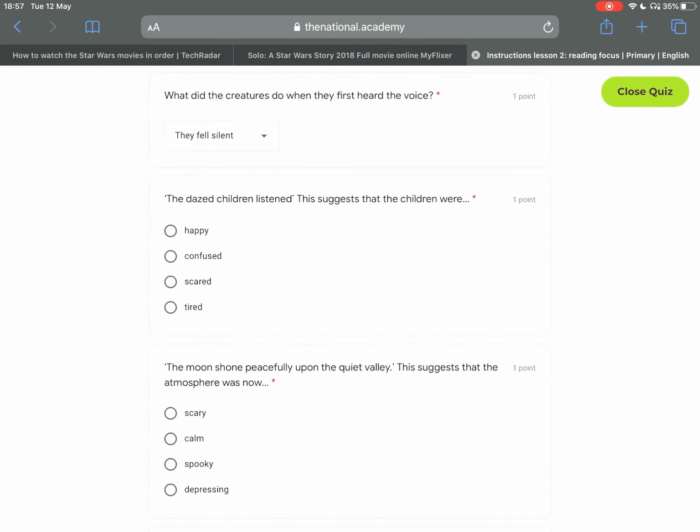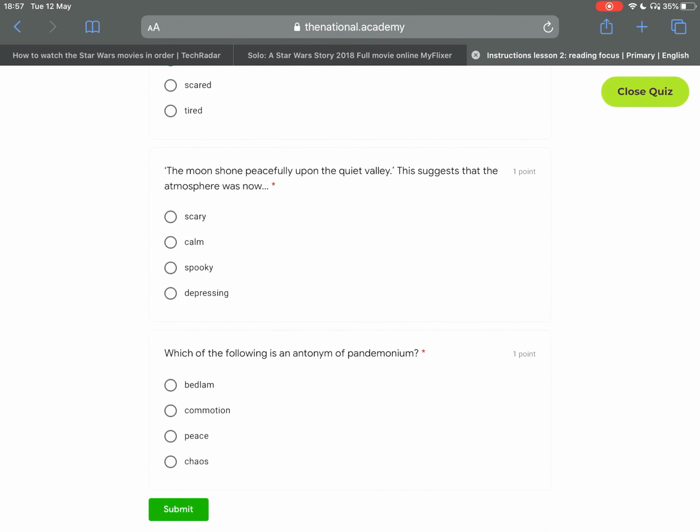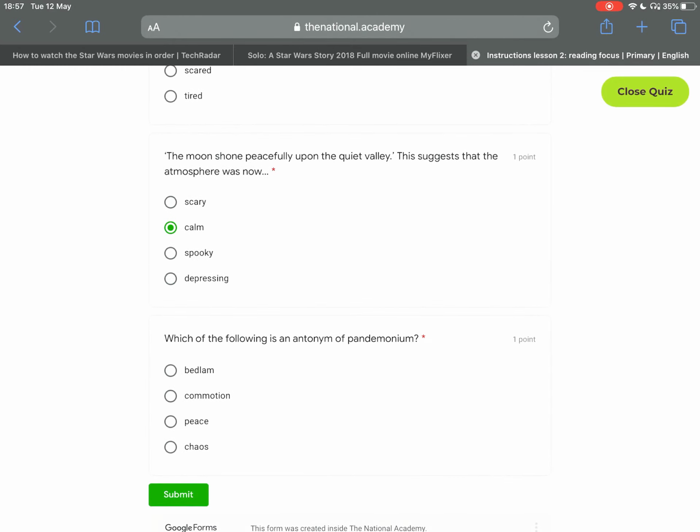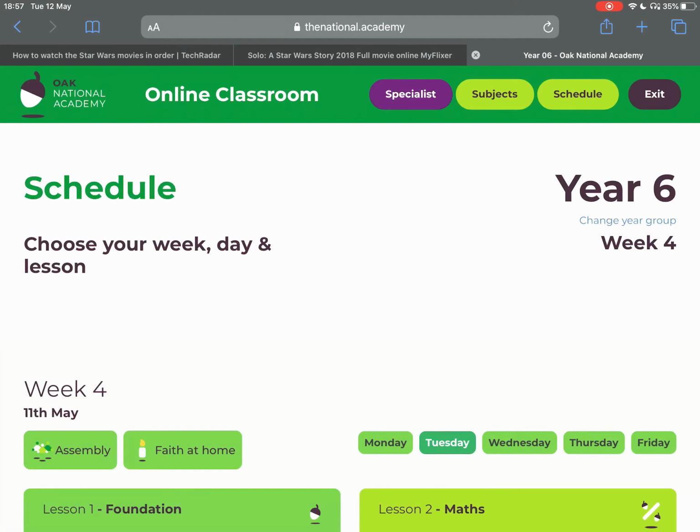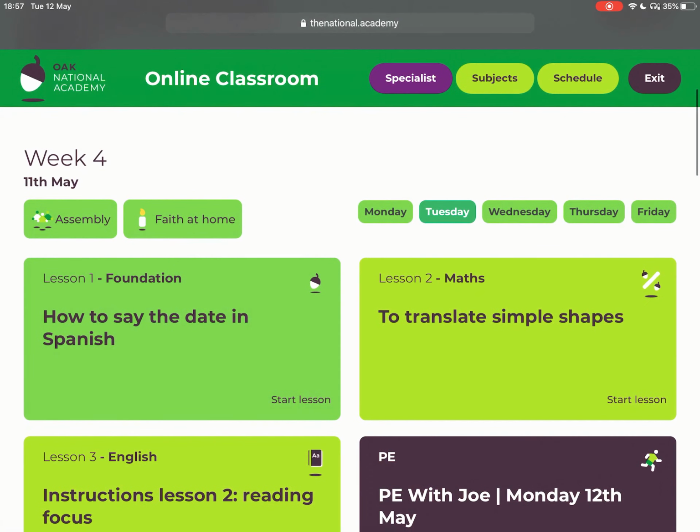The dazed children listened. This suggests that the children were confused. The moon shone peacefully upon the quiet valley. This suggests that the atmosphere was calm. So which of the following is an antonym of pandemonium? That's peace.